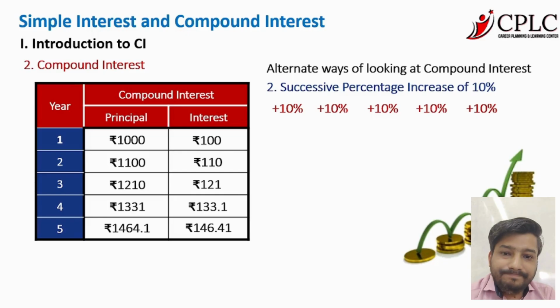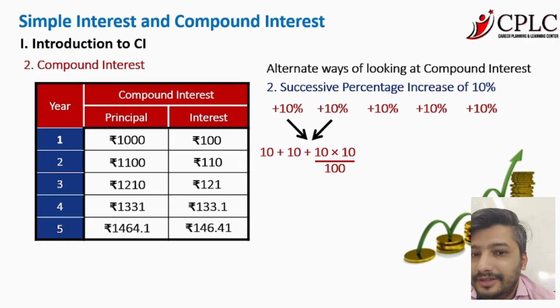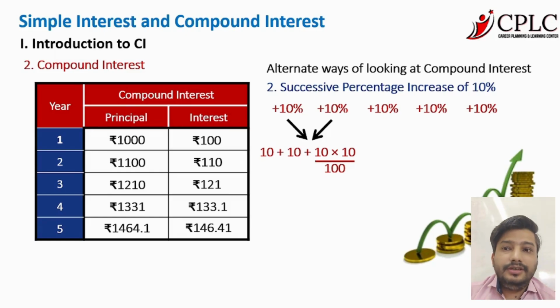Here we have 5 numbers, and we can start with any 2. All of these are positive because they are returns generated, unless mentioned as negative otherwise. So let's use the formula a plus b plus ab upon 100. For the first 2 tens, if you do the successive, you get the answer to be 21%, because 10 plus 10 is 20 and 100 upon 100 is 1.